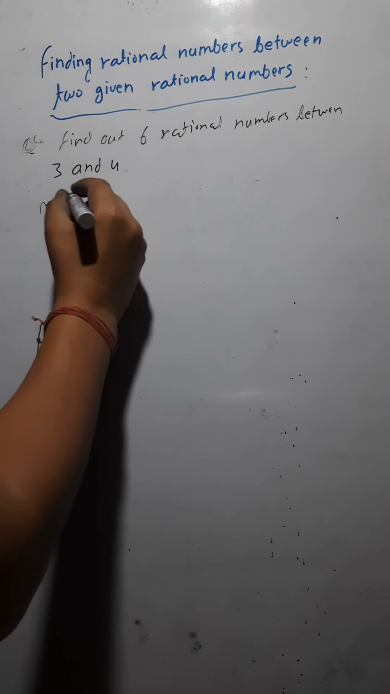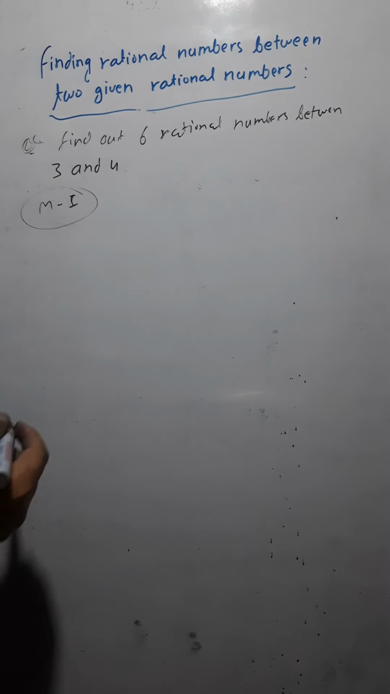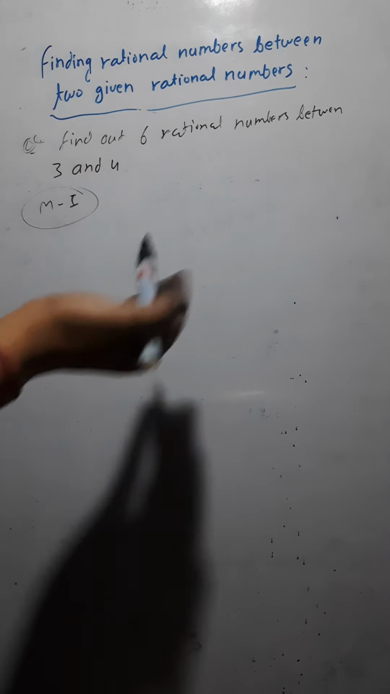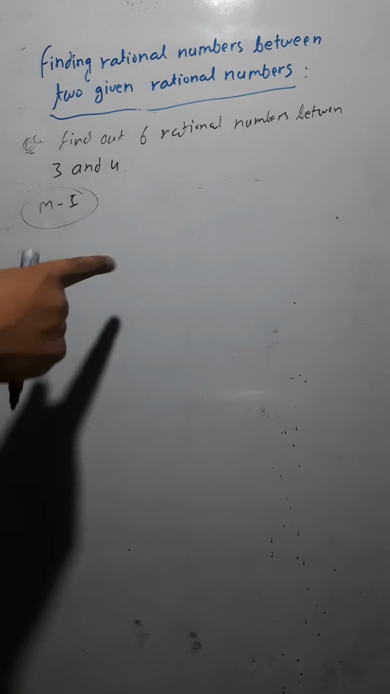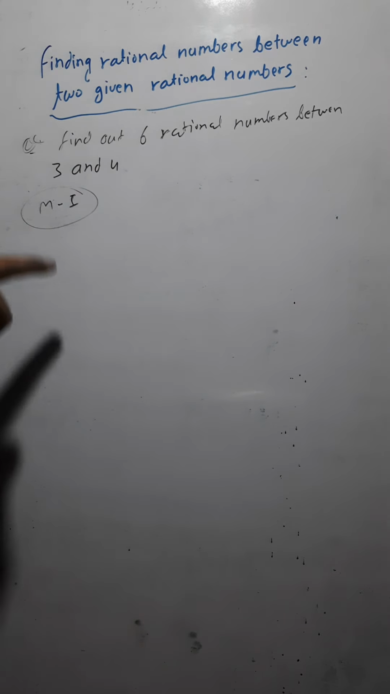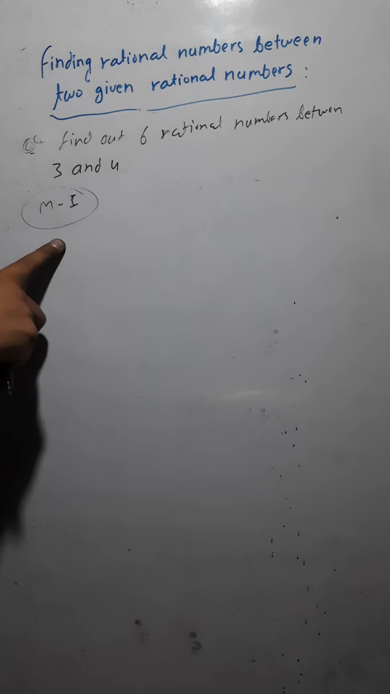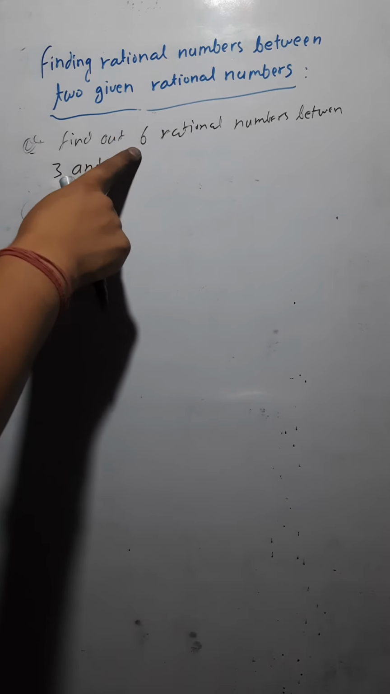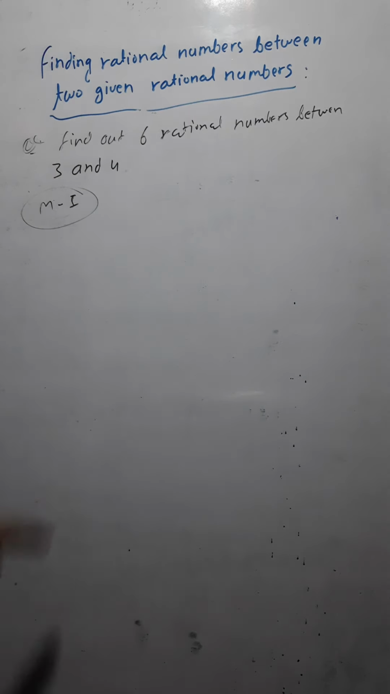First you solve it by method number 1. In method number 1, I have already told you, you take out the mean of 3 and 4 first, dividing it by 2. So keep dividing by 2 the way we have done the previous question. A similar method you have to apply here also. So here you have to find 6 rational numbers. Remember this, 6 rational numbers. In the previous one, 5. So you are going to solve this by method number 1.